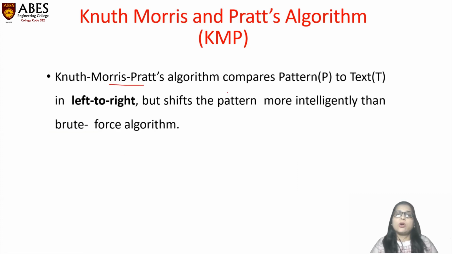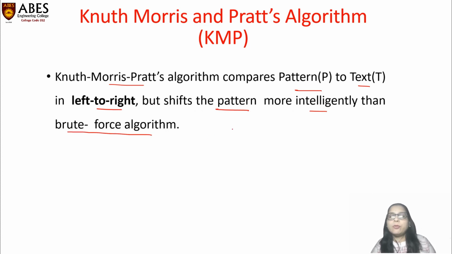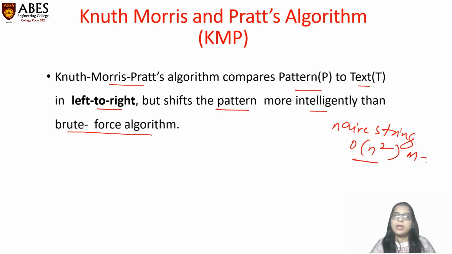The Knuth-Morris-Pratt algorithm compares pattern P to text T from left to right, but shifts the pattern more intelligently than the brute force algorithm. In my earlier video, I discussed the naive string matching algorithm, whose complexity was order of n square in the worst case, when the length of pattern m is equal to n by 2. Because there, every time there is a mismatch, it tries to find the match from the beginning, so there are more comparisons. But here in the KMP algorithm, the idea is to do the comparison intelligently. So we'll see how that takes place.